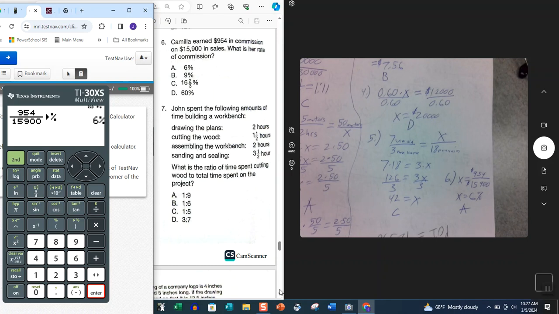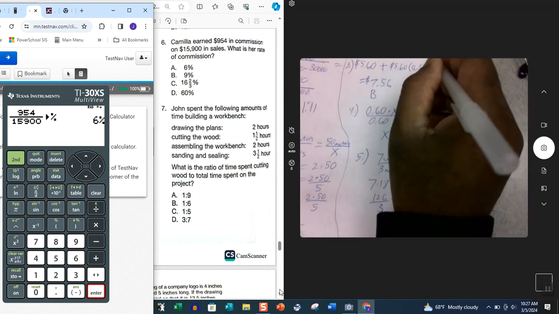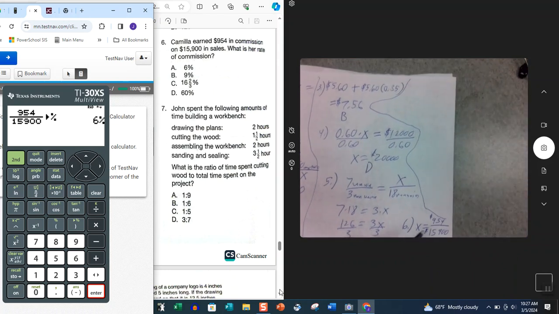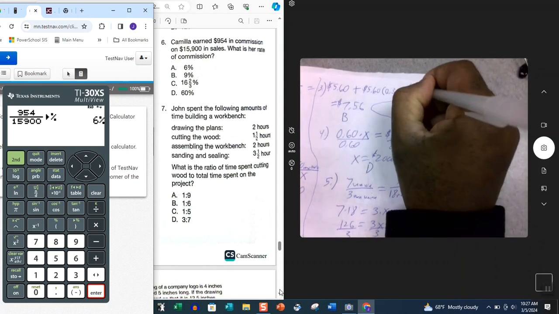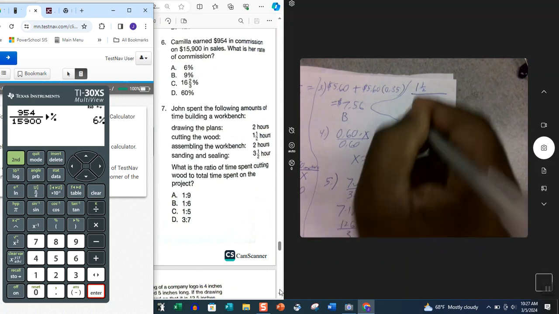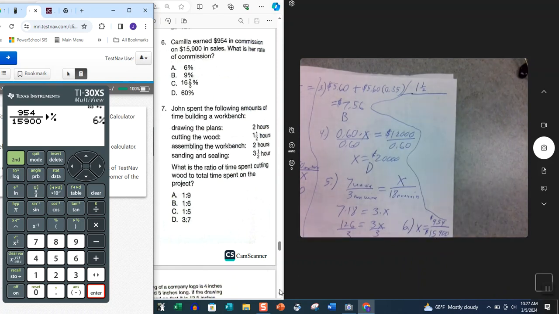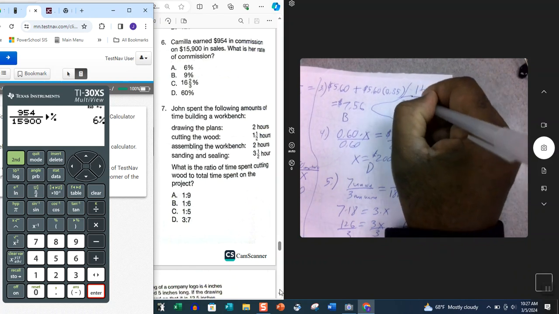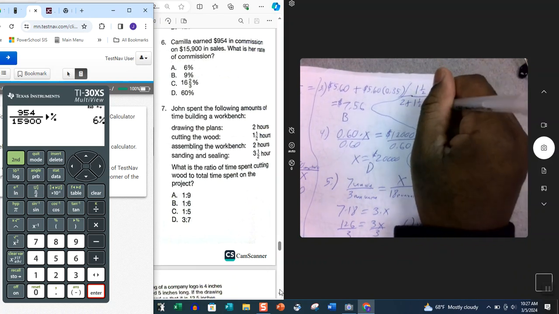Okay, so this is an interesting problem here. And I'm going to write this out since we're going to put this in our calculator. So it says, what is the ratio of the time spent cutting wood? Cutting the wood was 1.5 hours. So we'll put 1.5 in our numerator. In our denominator, it says to the total time spent on the project. So now we need the total time spent on the project. So we add 2 plus 1.5 plus 2 plus 3.5.